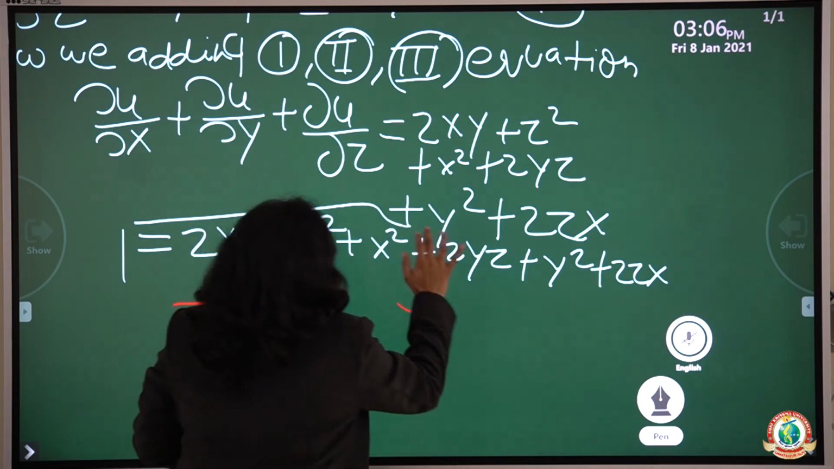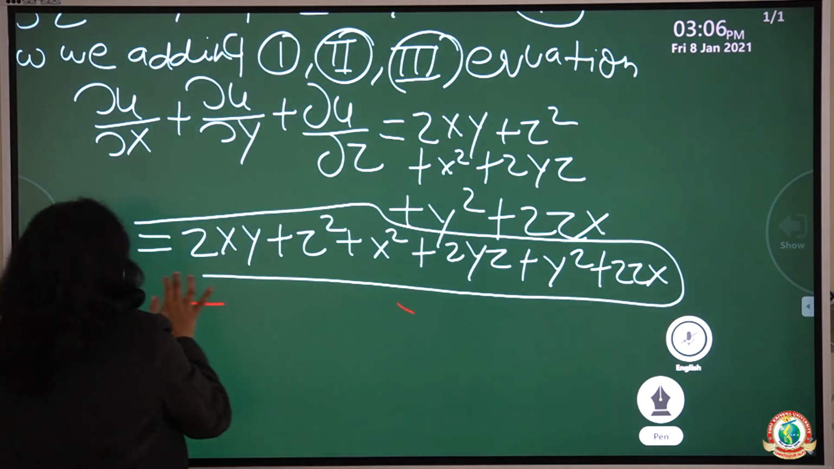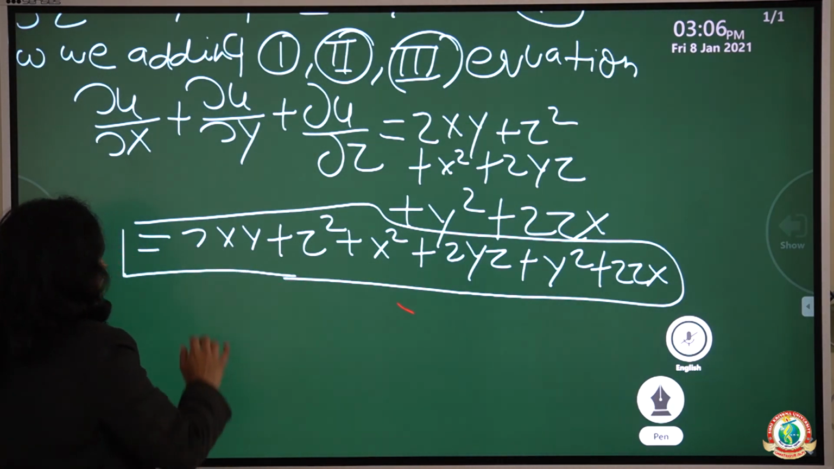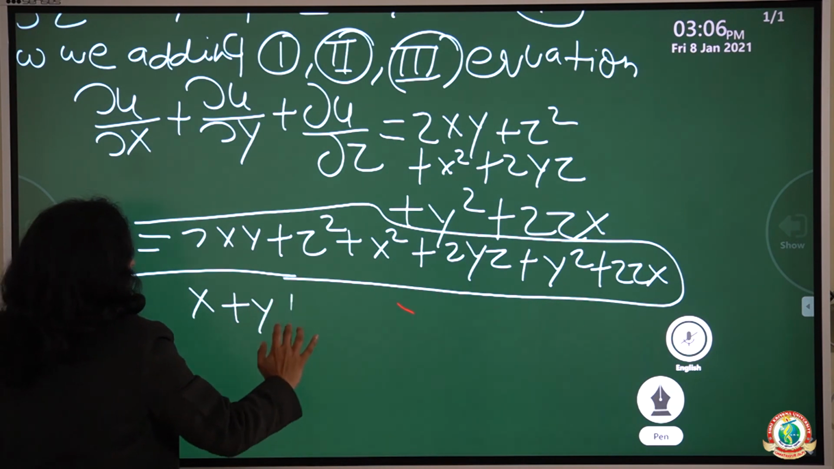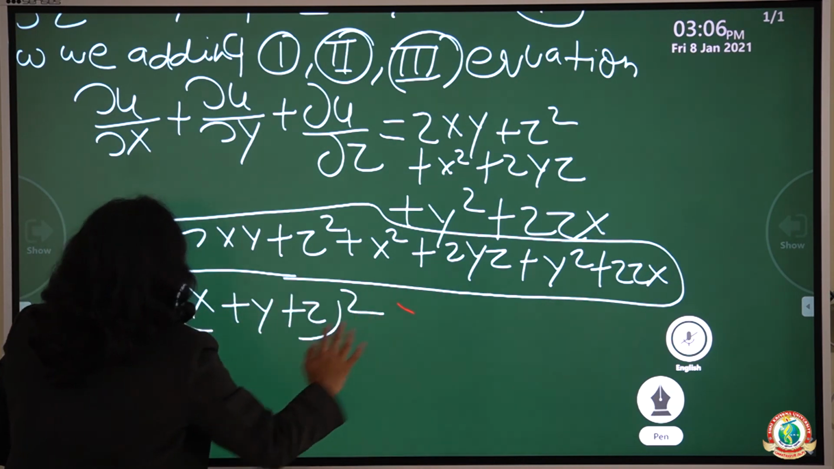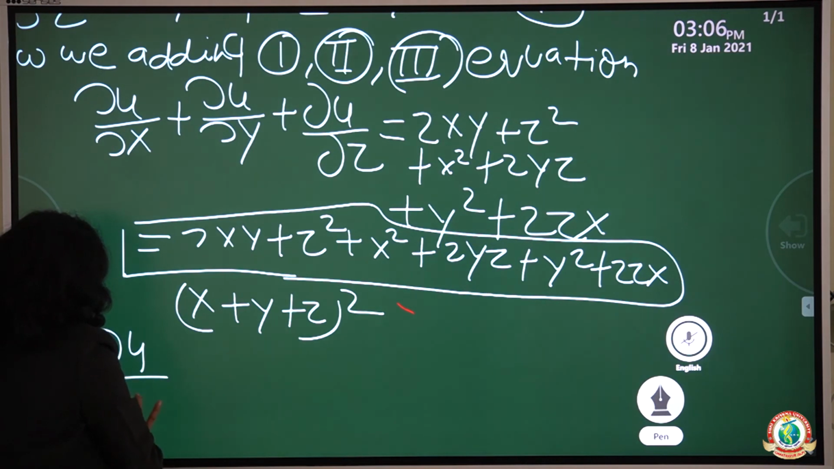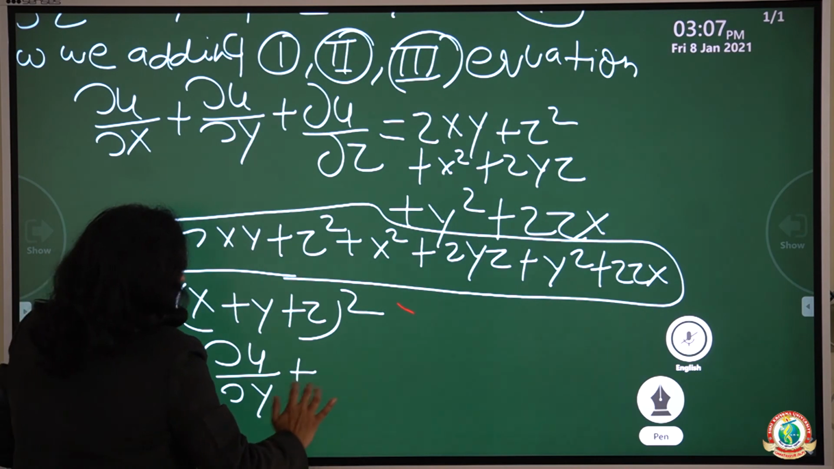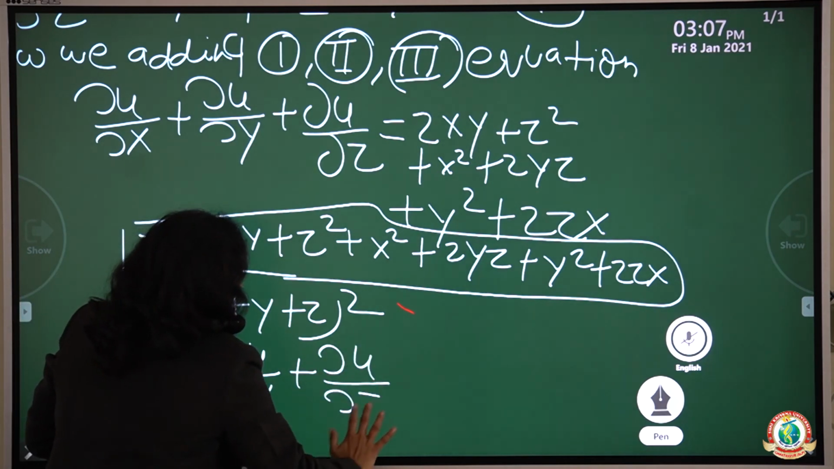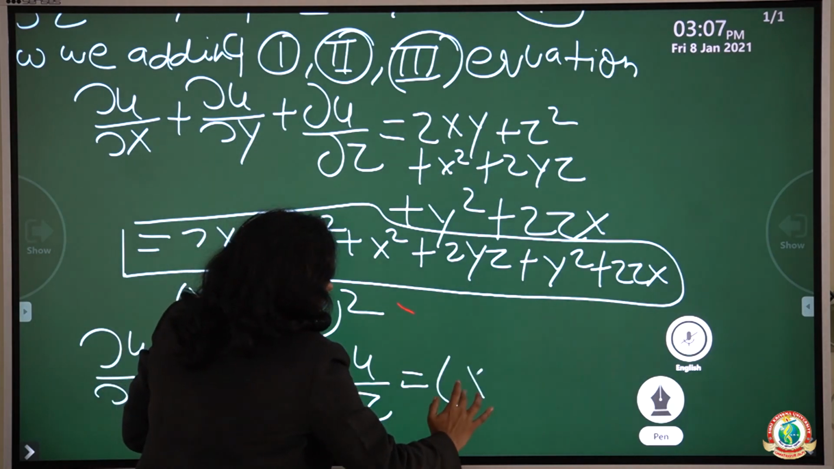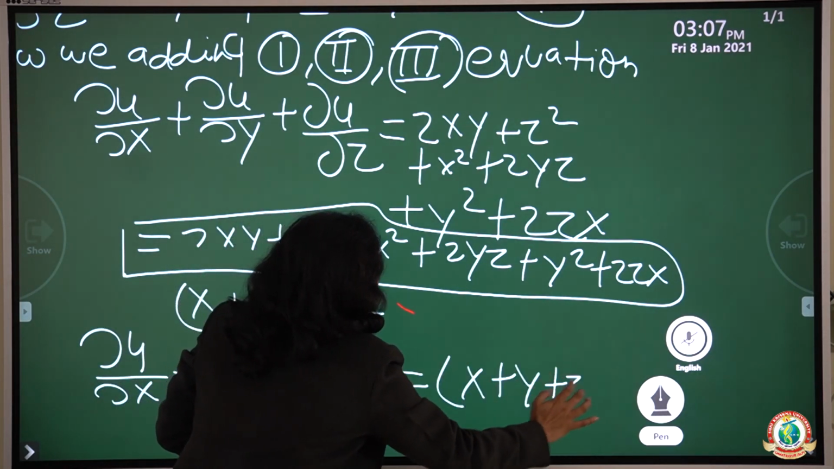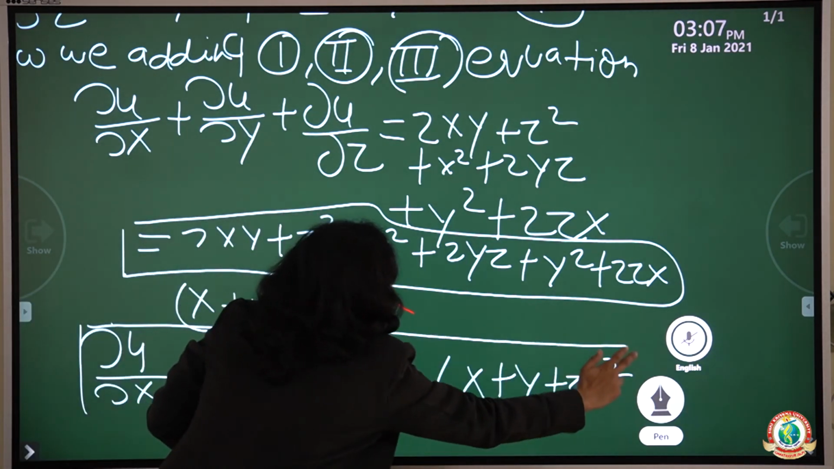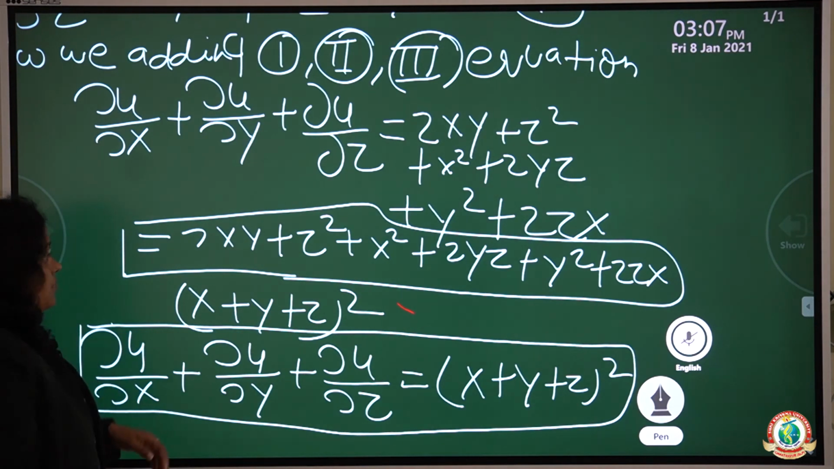This equation is the formula of x plus y plus z whole square. So now we can say that del u by del x plus del u by del y plus del u by del z is equal to x plus y plus z whole square. This is the proof of our second example.